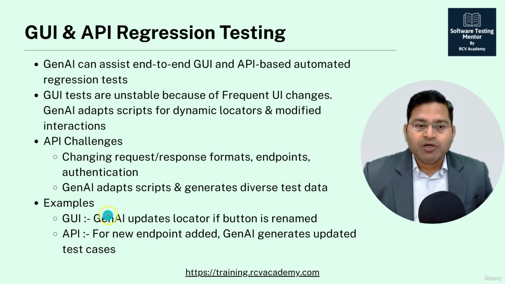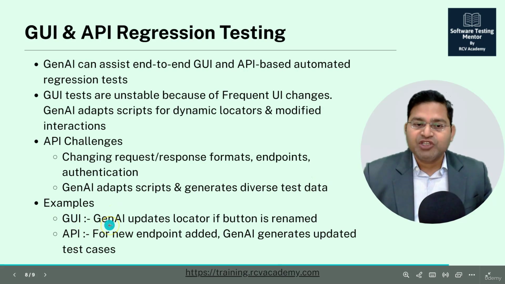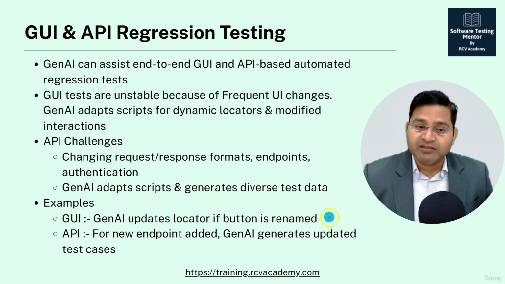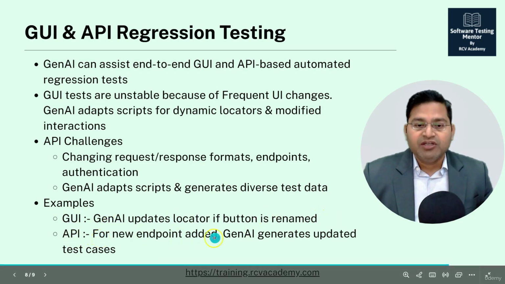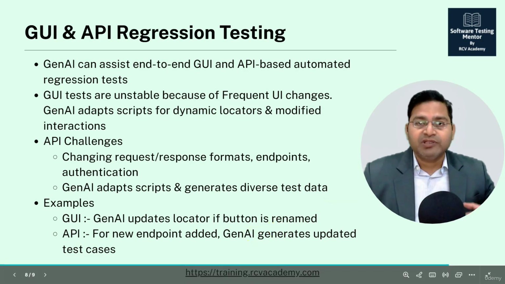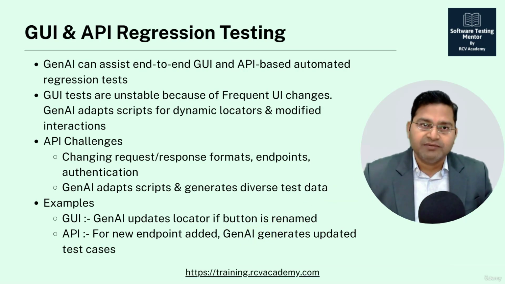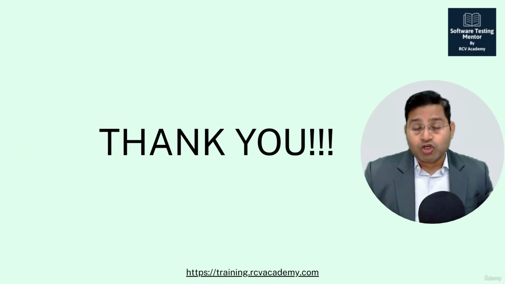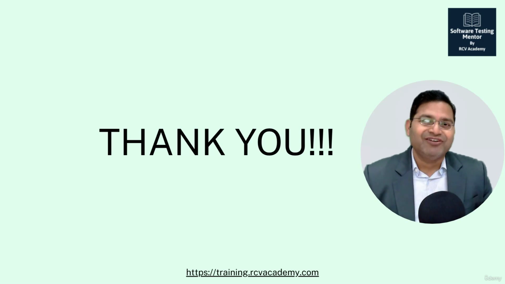So for example, if we talk about the GUI and API example, GUI, GenAI updates locator if button is renamed, or for the API if new endpoint has been added or the Swagger documentation has been updated, GenAI will be able to update the test cases as per the new API documentation. So that's about the automated regression testing with generative AI, or how generative AI is helping us in the automated regression testing. In the next video, we'll cover another important topic of the ISTQB generative AI certification.